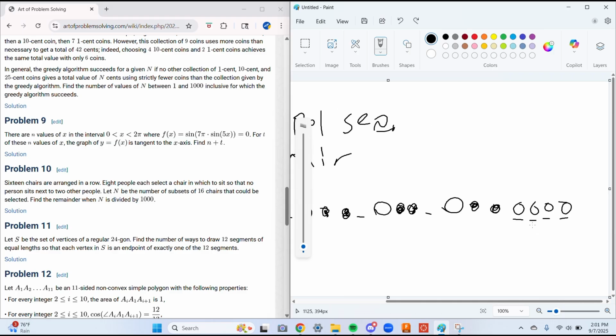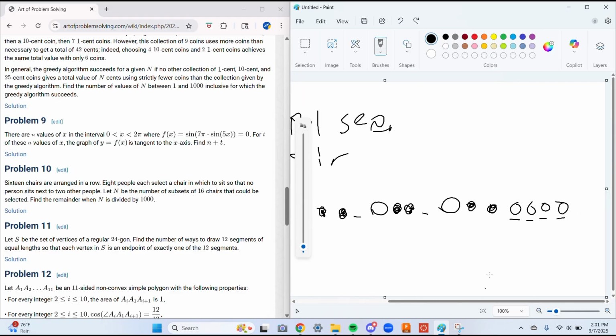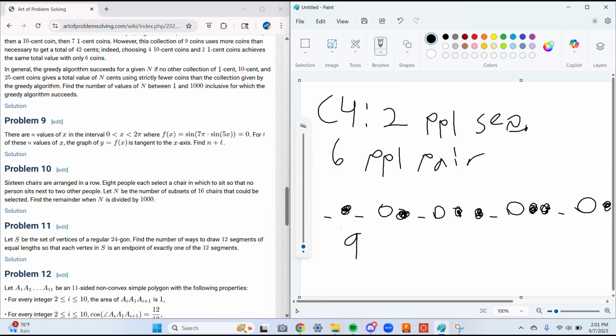So similar to the previous cases, there are again 9 blanks for which these empty chairs can go in. And we want to choose 4 of them for these 4 chairs to occupy. So this is just going to be 9 choose 4 ways to move the empty chairs around in this configuration.